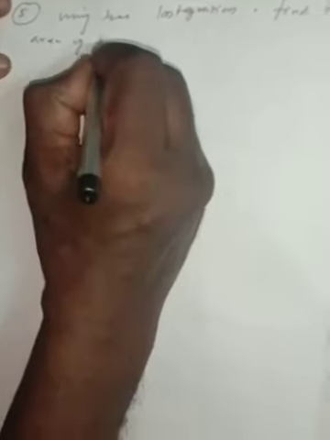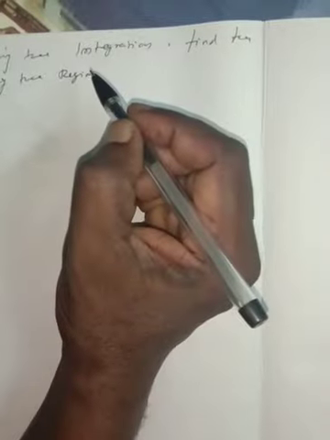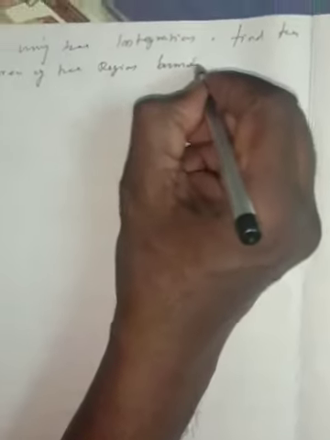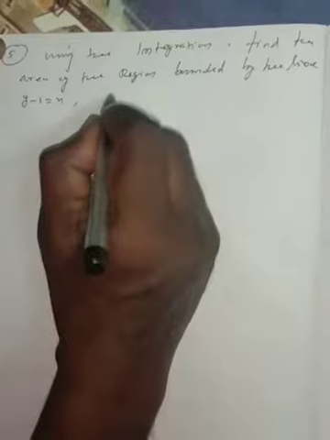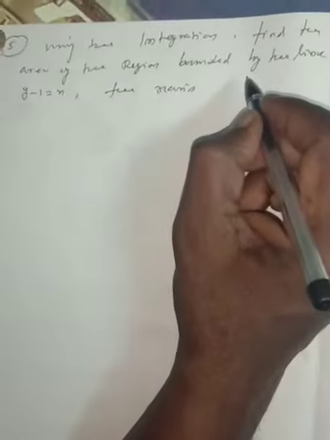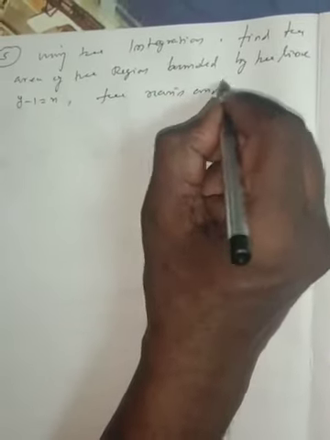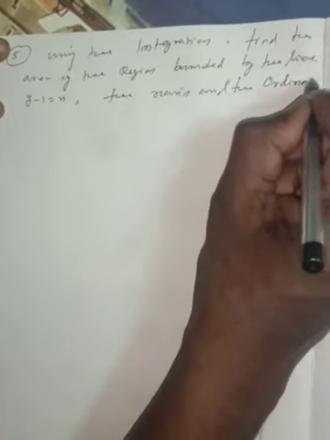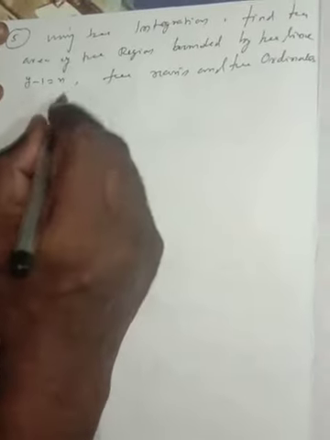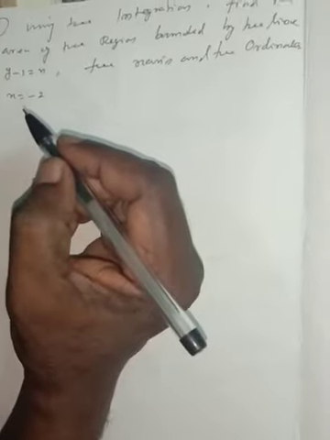Find the area of the region bounded by the line y minus 1 is equal to x, the x axis, and the ordinates. Ordinates means the coordinates. The ordinates x equal to minus 2 and x is equal to positive 3.